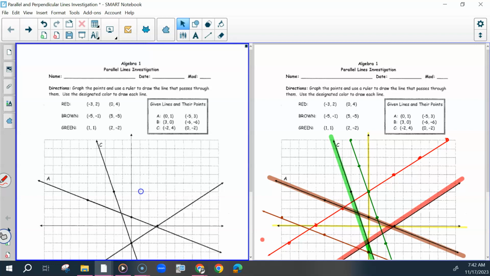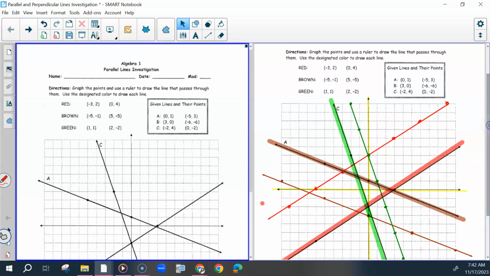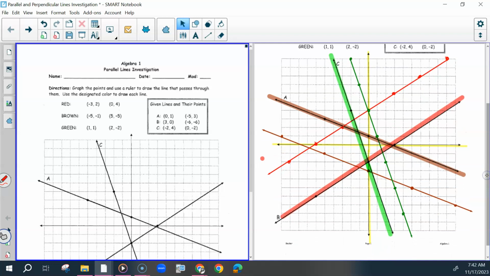Your line should look something like this. So I have different colored lines up here. The highlighted ones, ignore those. Those are the ones that were already there.